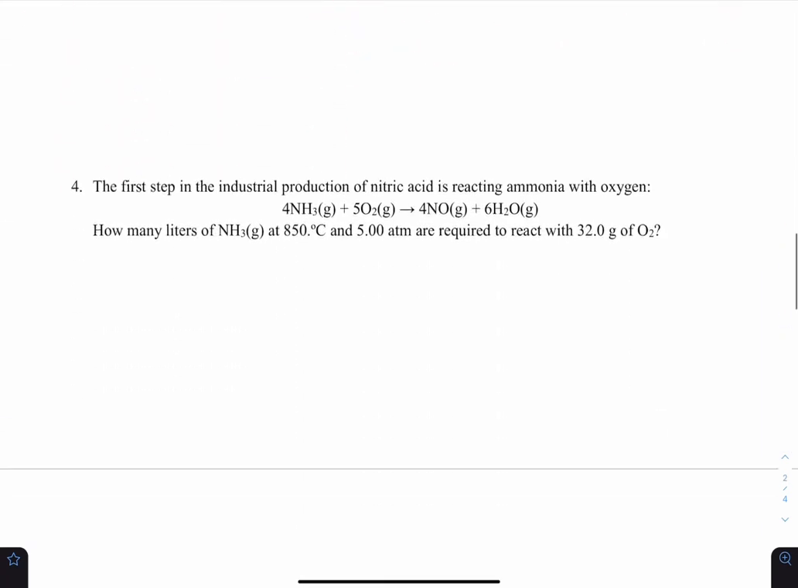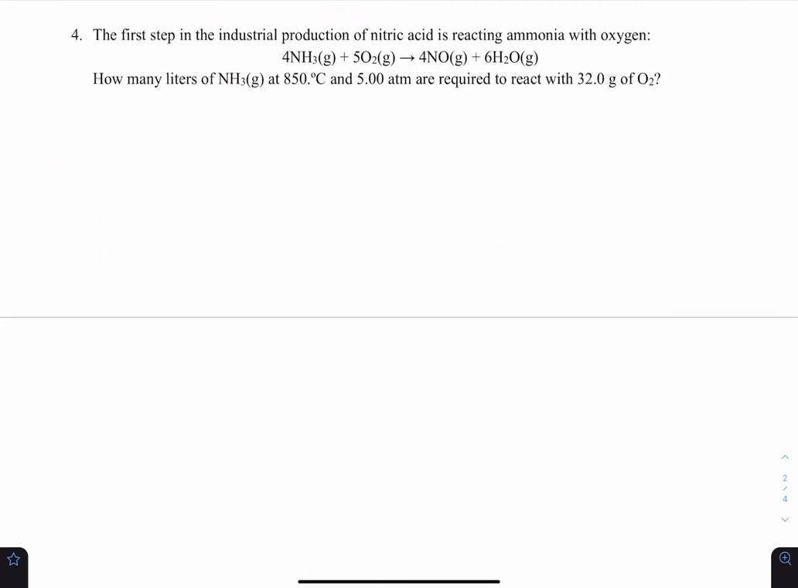All right, number 4. Number 4 says the first step in the industrial production of nitric acid is reacting ammonia with oxygen. Then it gives you the balanced chemical equation, and then it asks how many liters of NH3, or ammonia, at 850 degrees Celsius and 5 atmospheres, are required to react with 32 grams of oxygen.